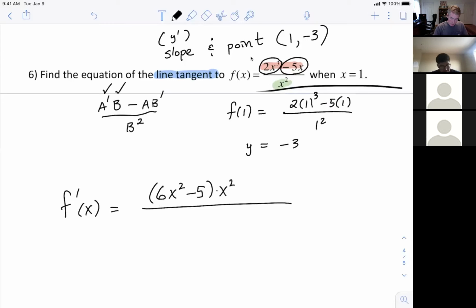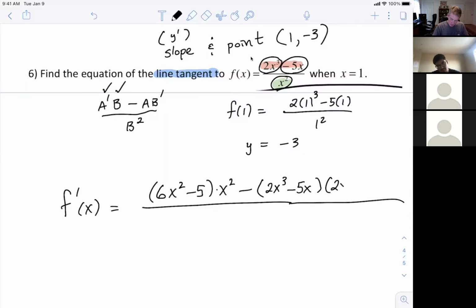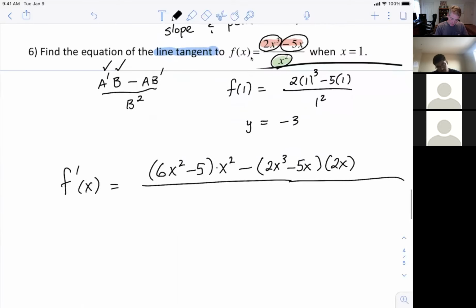So we've done the first two parts. Now minus, and make sure you put parentheses. The top is left alone. So that's 2x cubed minus 5x. And then the derivative of the bottom. So the derivative of x squared is going to be 2x. And the last part of the formula is the bottom gets squared. So x squared gets squared.